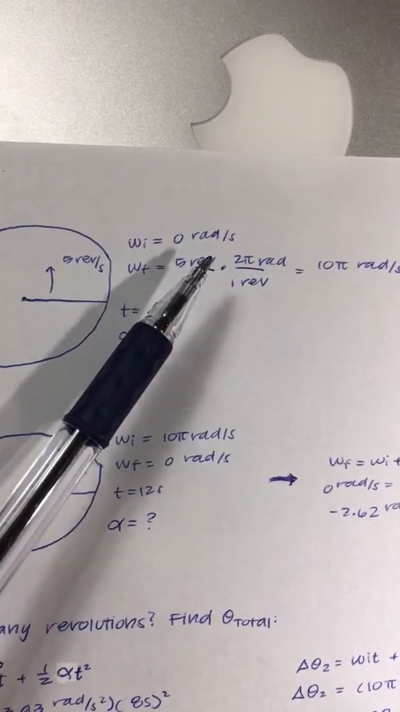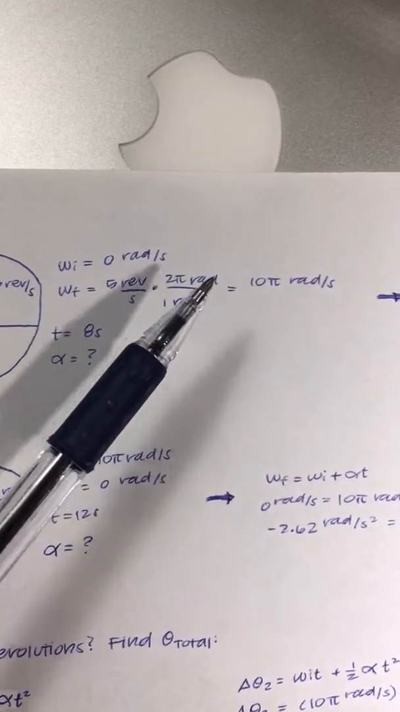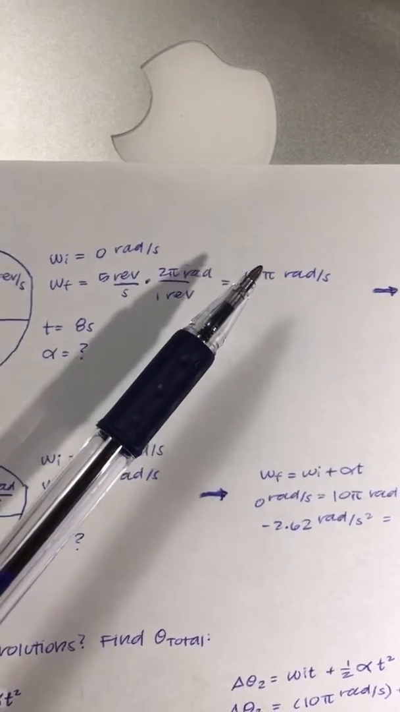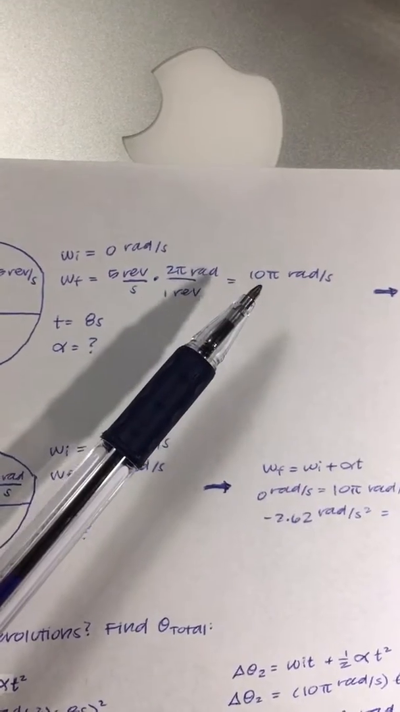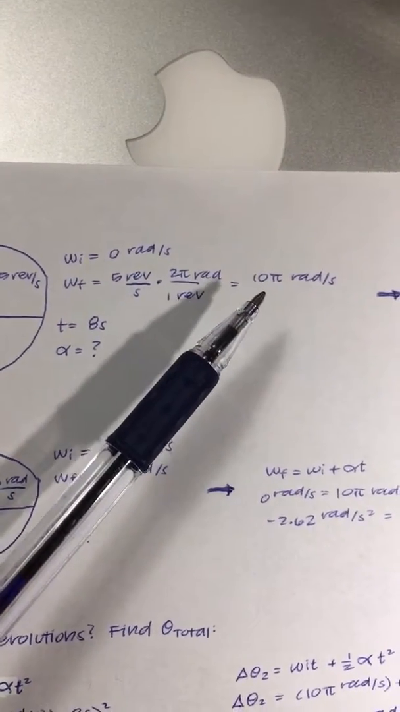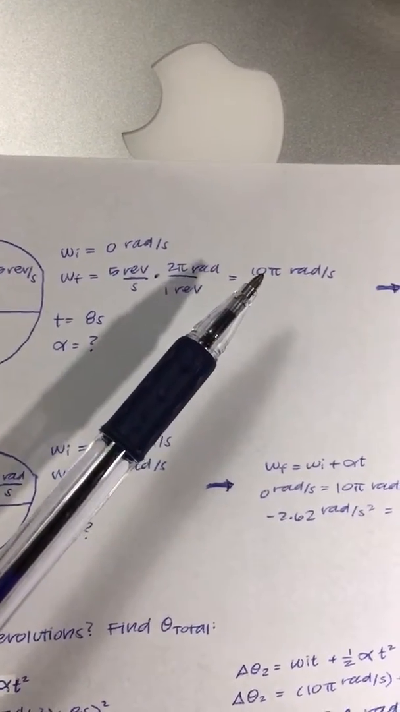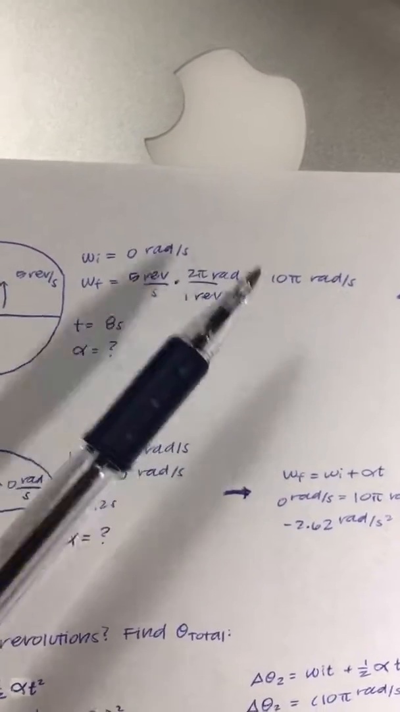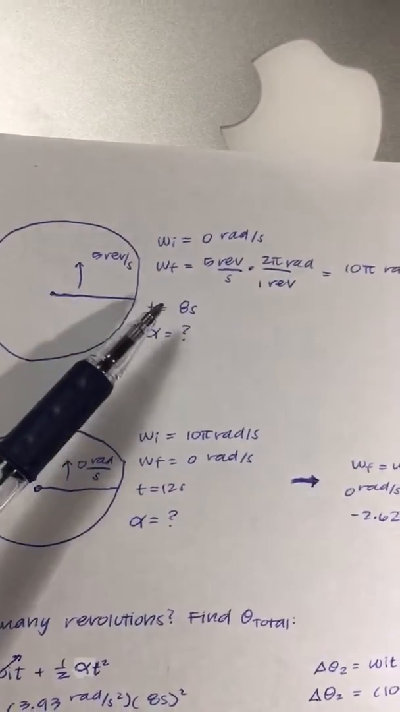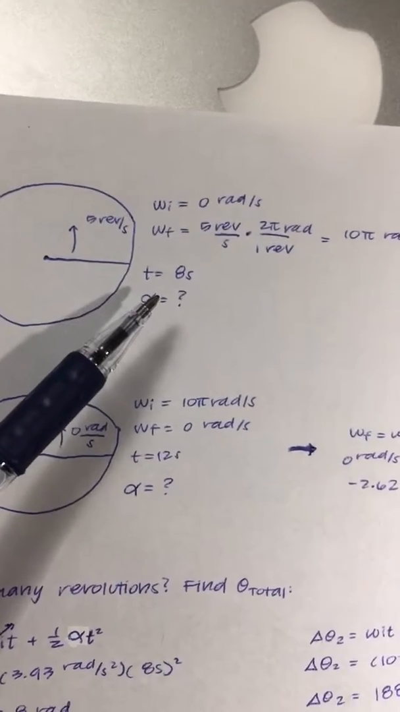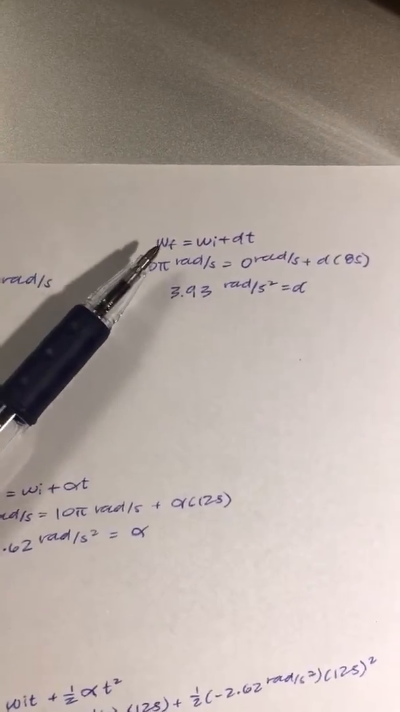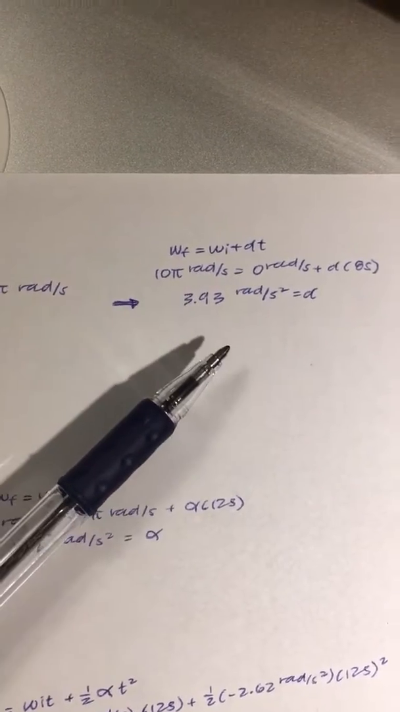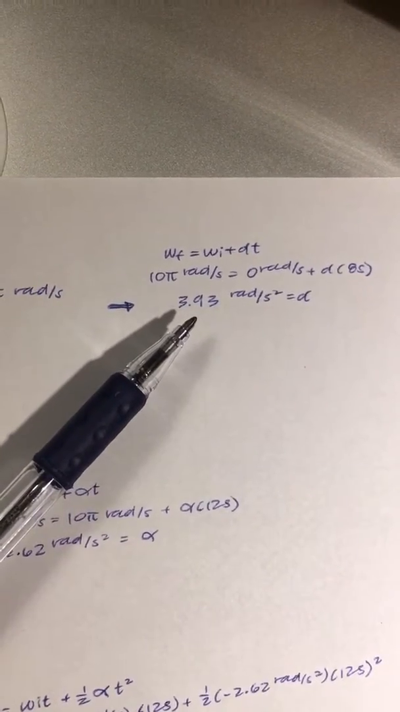And so that's in revolutions per second, but we're going to put that in radians per second, which is 10 pi radians per second. And I'm just leaving it in terms of pi to make the calculations easier right now, but I will convert it later on in the problem. Well, not convert it, I'll just multiply the pi through to the 10. So we know that time equals 8 seconds here, and so we're going to find the acceleration. And so using this rotational kinematic, we get that the acceleration is 3.93 radians per second squared.